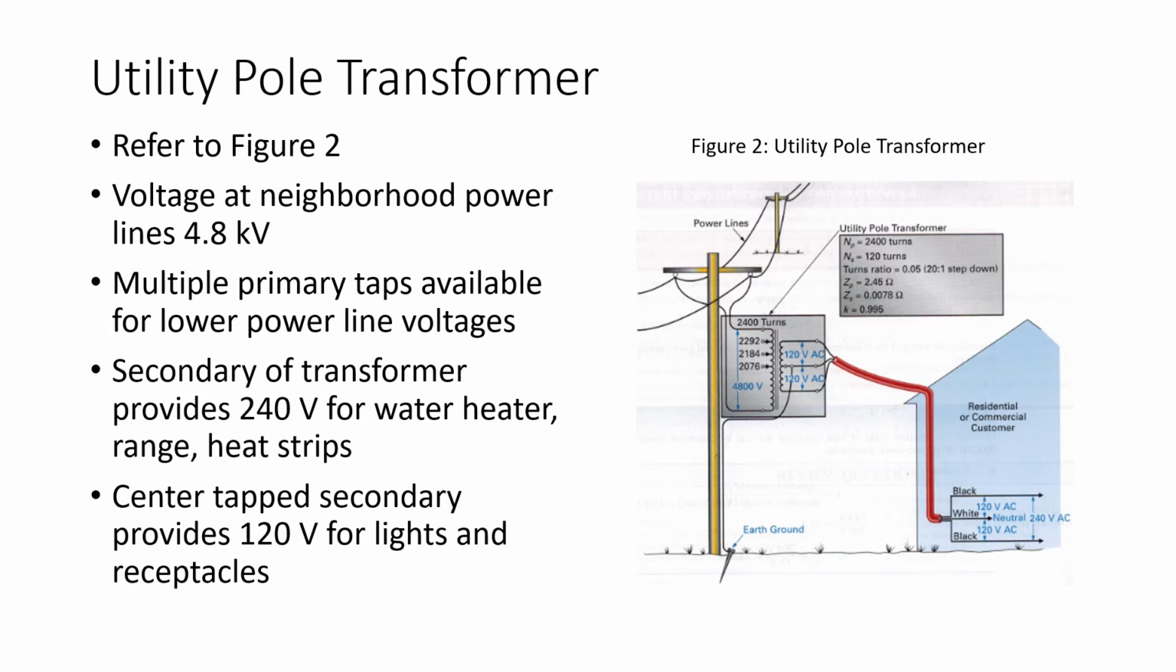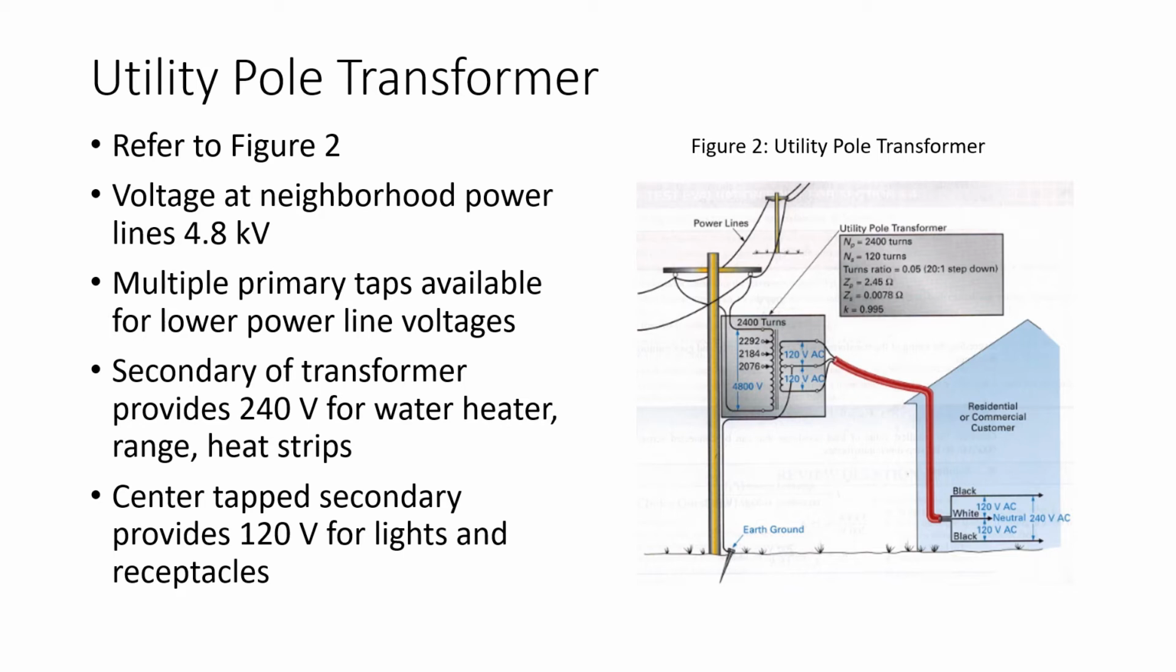Now, I'll point out, looking at figure 2, that there are multiple taps on the primary of the transformer. And this is done, of course, so that if the power line voltage is 4.8 kV, we'll use the tap that gives us 2,400 turns in the primary. However, as we go along the power lines, the further we get from the substation, we'll find that the voltage on the power line gets smaller and smaller.